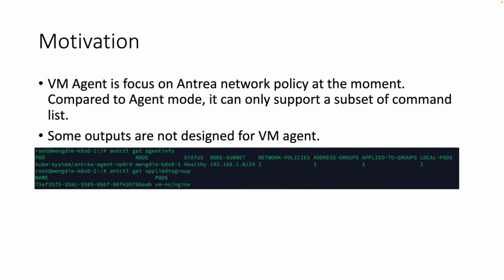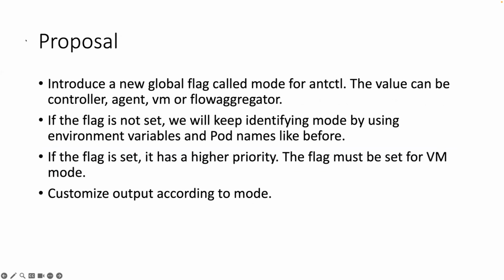As a result, we come to this proposal. My proposal here is to introduce a new global flag called mode for Antctl. The value here can be controller, agent, flow-aggregator, and VM. Controller, agent and flow-aggregator are the current modes, which we have already supported, and the VM mode is the newly added one. When the flag is not set, we will keep identifying the mode by using the environment variables or the pod names, like what we have done before.